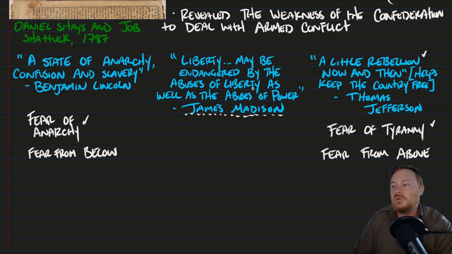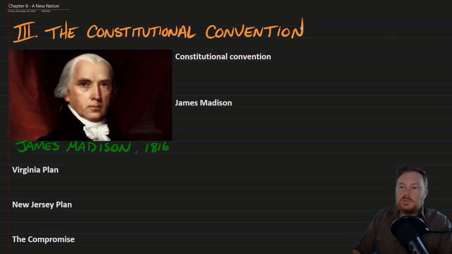So James Madison remarks, quote, "Liberty may be endangered by the abuses of liberty," aka the anarchy, "as well as the abuses of power," aka from tyranny. The question is, can the United States find a position in the middle here that balances these two positions in just the right way? Section 3, the Constitutional Convention.